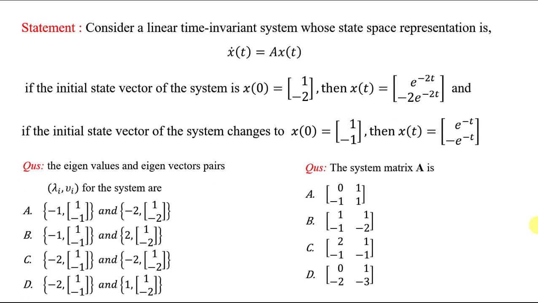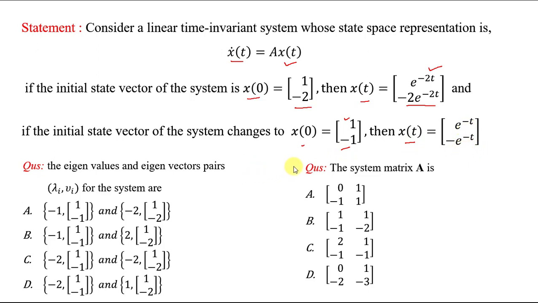Now the third problem. Consider a linear time invariant system whose state space representation is dx(t)/dt equals A x(t). If the initial state vector of the system x(0) is [1 -2], then x(t) equals [e^(-2t), -2e^(-2t)]. If the initial state vector of the system changes to x(0) equals [1 -1], then the value of x(t) equals [e^(-t), -e^(-t)].